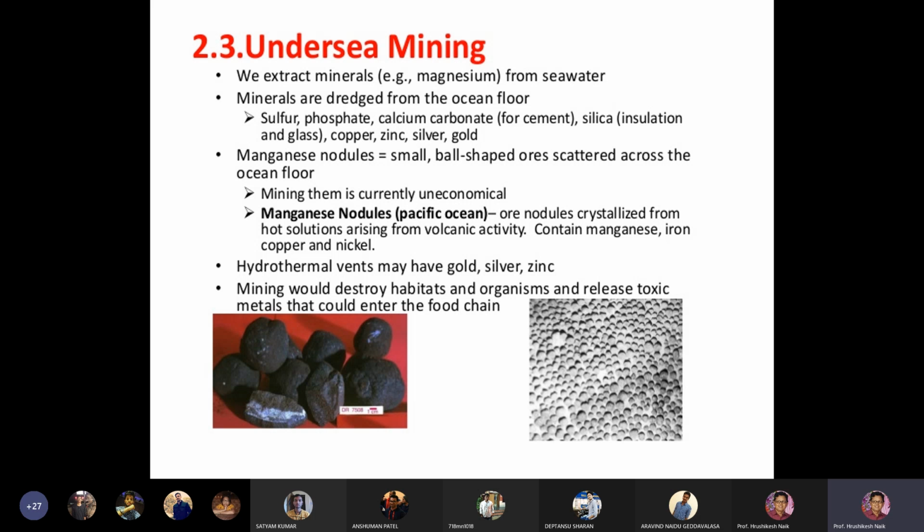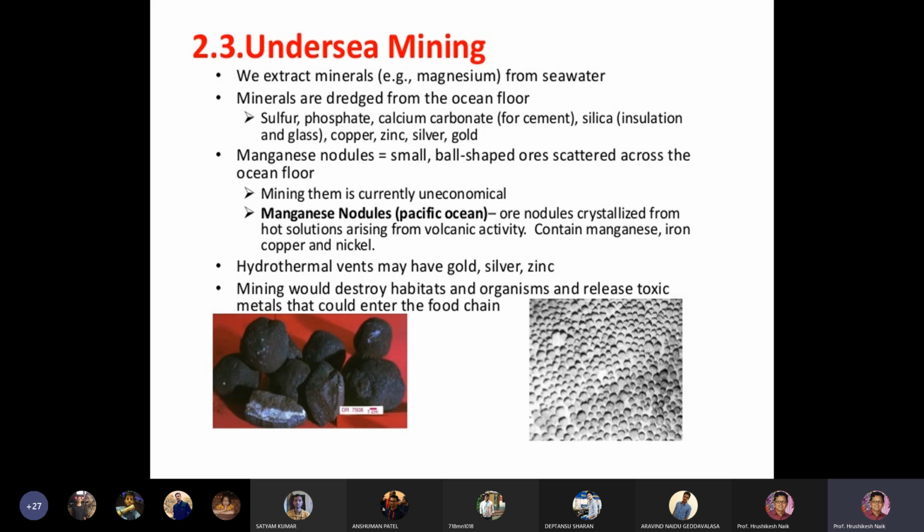Now, these manganese deposits, or any type of deposits which are lying at the bottom of the sea, if you go for mining, they are not economical at present. But the time will come when the mineral deposits from the surface will be exhausted, then you have to enter the sea to mine these types of minerals.